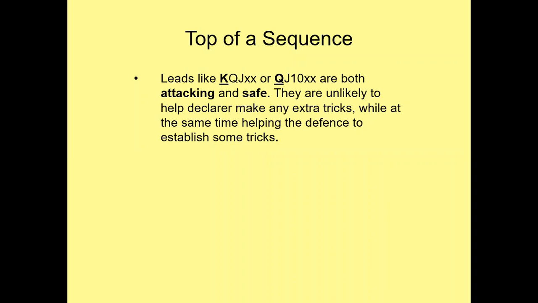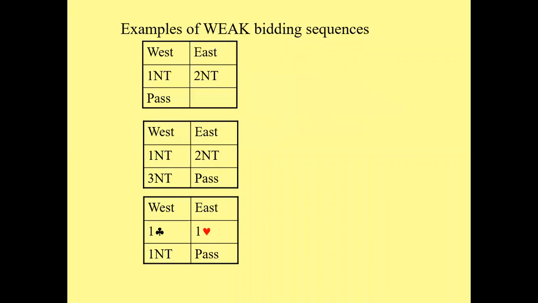Do interrupt me if you have any comments on this. I just want to go through what I mean by some weak bidding sequences that might call for a passive lead. And these are sequences like this, like 1 no trump, 2 no trump, pass.